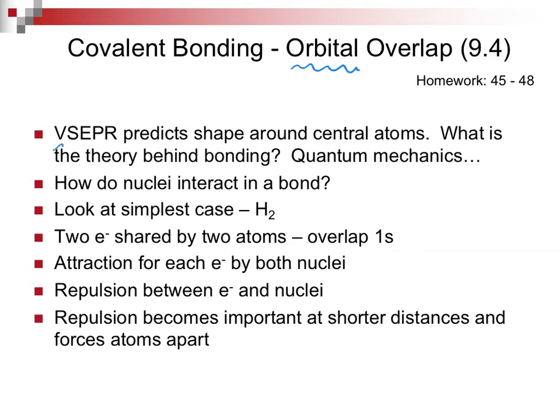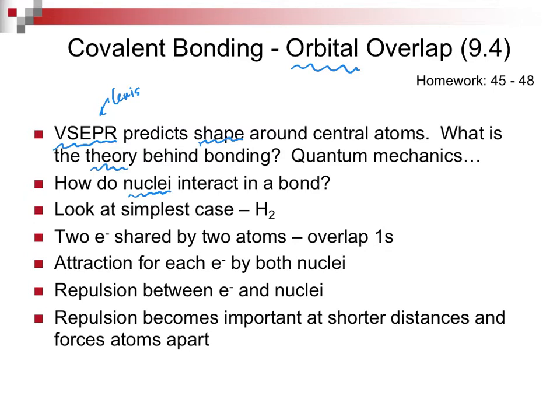So when we taught you VSEPR, that definitely gave us the shape. You began with the Lewis structure. You learned about VSEPR and how to count electron domains, but what is the theory behind bonding? How do these nuclei, the different atom nuclei, interact in a bond?